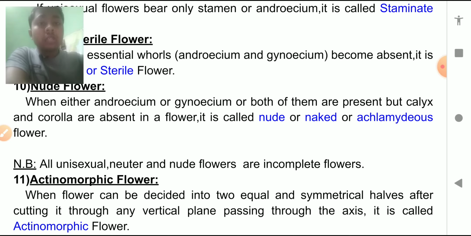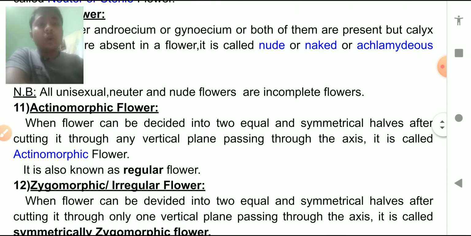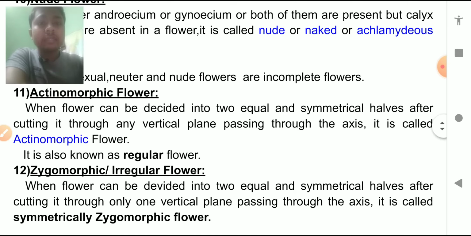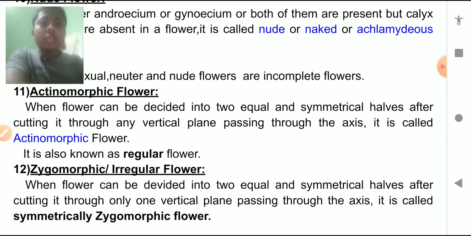Now next we talk about actinomorphic flower. What is actinomorphic flower? At the same time, you also remember another term, zygomorphic flower. Actinomorphic flower is basically when a flower is cut into two halves with any vertical plane. When a flower can be divided into two equal and symmetrical halves after cutting it through any vertical plane passing through the axis, it is called actinomorphic flower.